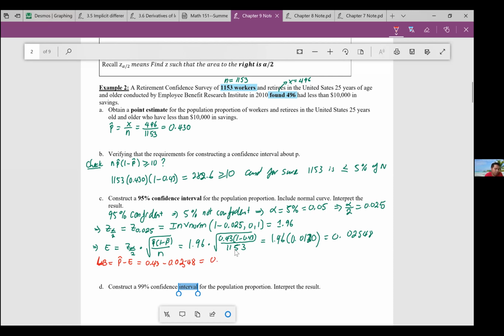So we go from 0.4045, and the upper bound will be p hat plus E, which is 0.43 plus 0.02548. So I'm looking at 0.4555. Okay.